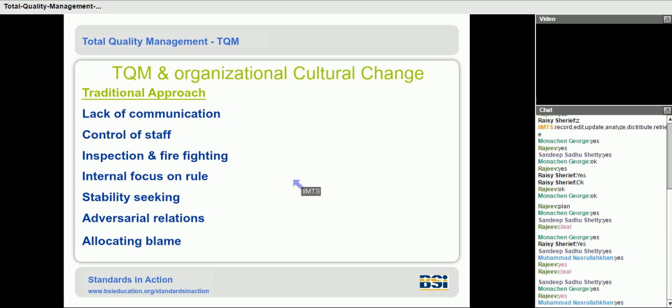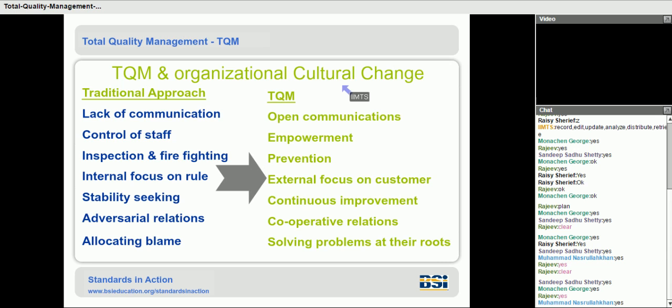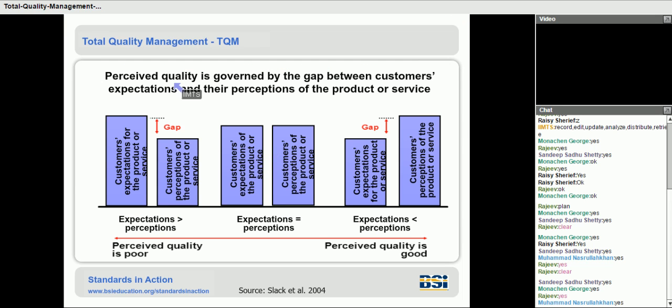So total quality management and the organizational culture change. In traditional approach, there is a lack of communication, there is a control of staff, there is inspection and firefighting, internal focus on rules, stability seeking, adversarial relations, allocating blame. Then total quality management, open communication, empowerment, prevention, external focus on customer, continuous improvement, cooperative relations, and solving problems at their roots.